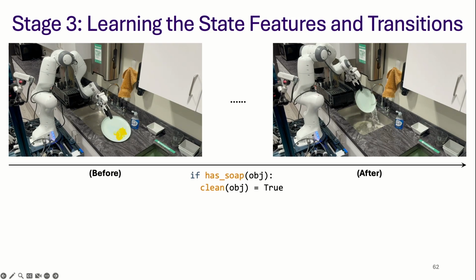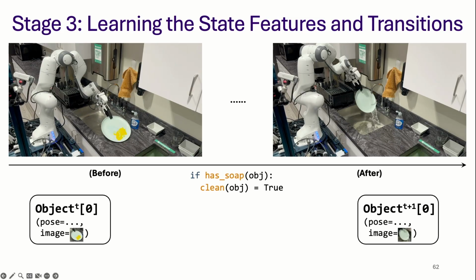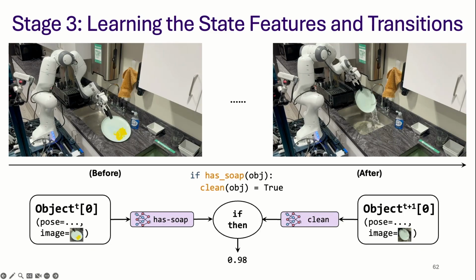So let me quickly recap how we can do that. We can have the object segmentation for the object we care about, like in this case, let's say a plate, and then we can have the state afterwards. We'll have 2 neural networks associated with has soap and clean, these 2 concepts. If you apply them on top of the features before and after the execution, you get some probability, and you can evaluate whether this statement is true or false.